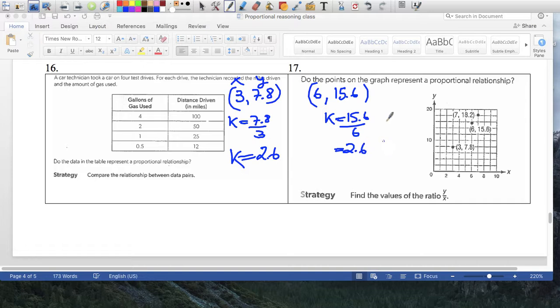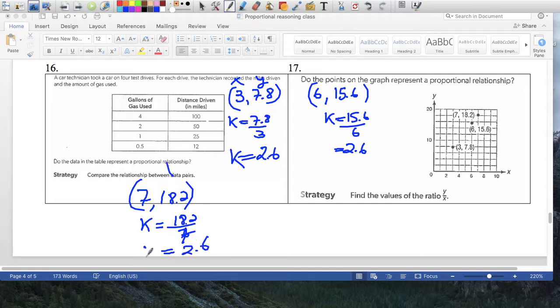So far, so good. We have one more, which is 7 and 18.2. Hopefully, our constant of proportionality will be the same. So you have 18.2 over 7, and 18.2 divided by 7 equals 2.6. I don't know where I got 6, it should be 7. Sorry.